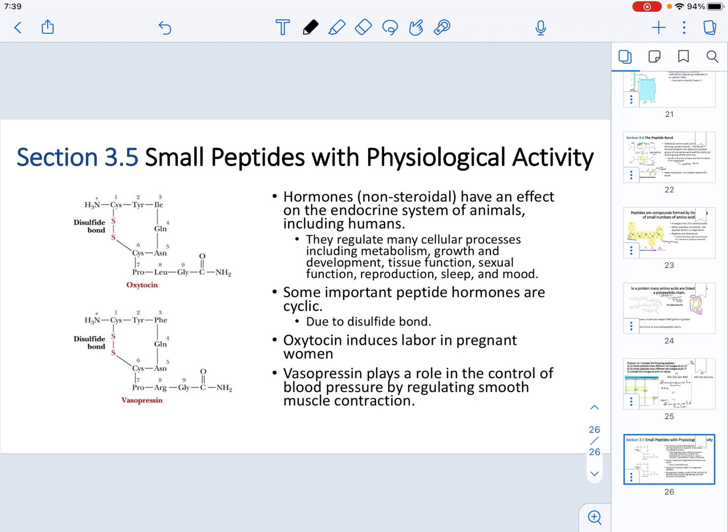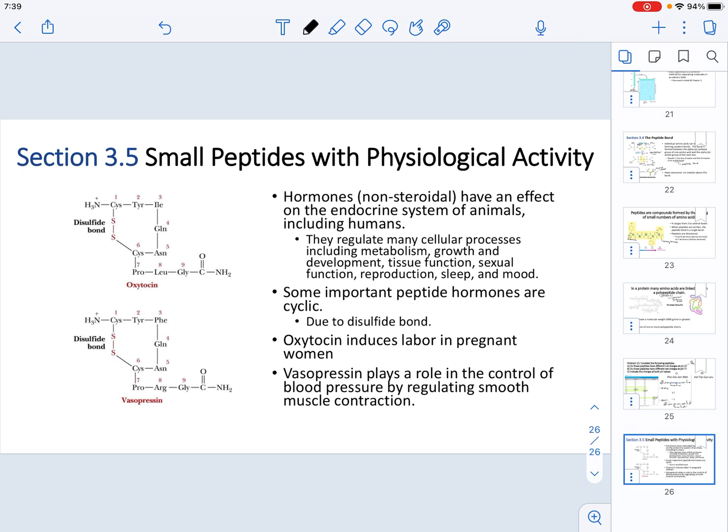And to give you examples of small peptides that have physiological activities, because sometimes we just think that only proteins have physiological activities. No, small peptides can also have some. The first one that we have is oxytocin. And as you can see, the structure of oxytocin is at the top. That small peptide actually induces labor in pregnant women. Now, we also have another small peptide that is called vasopressin. And vasopressin, on the other hand, plays a role in the control of blood pressure by regulating smooth muscle contraction.